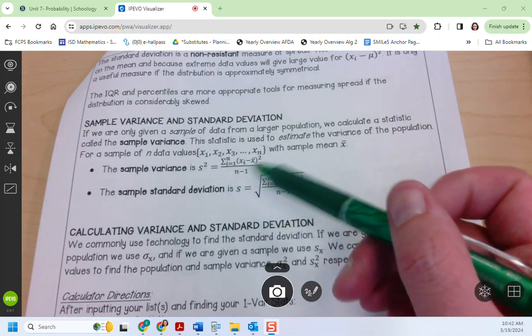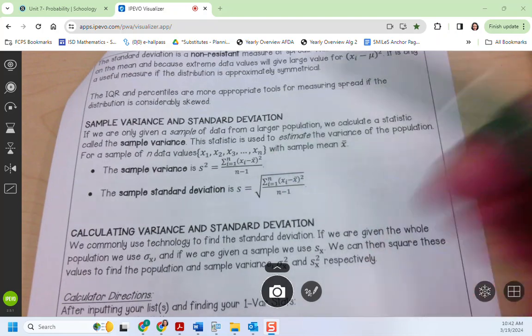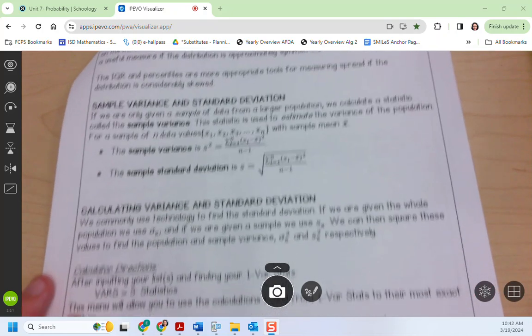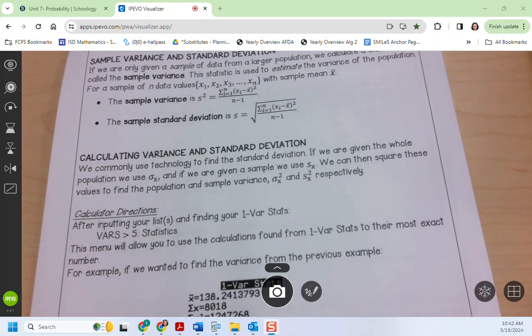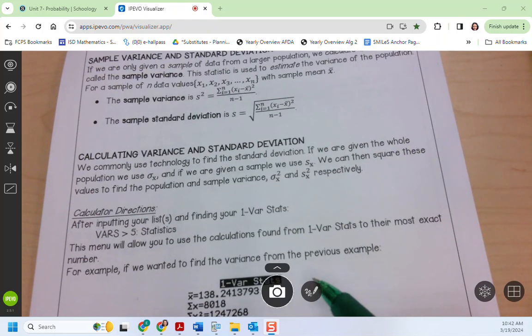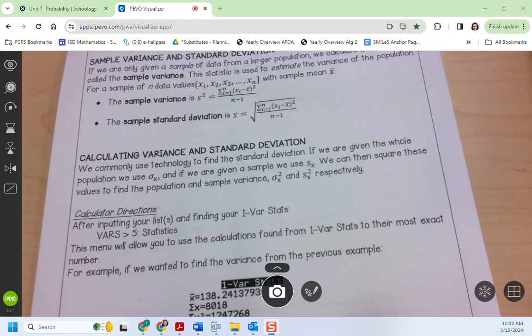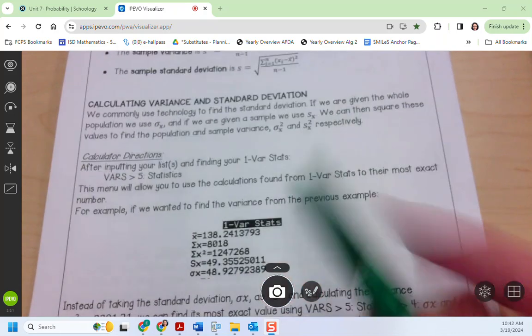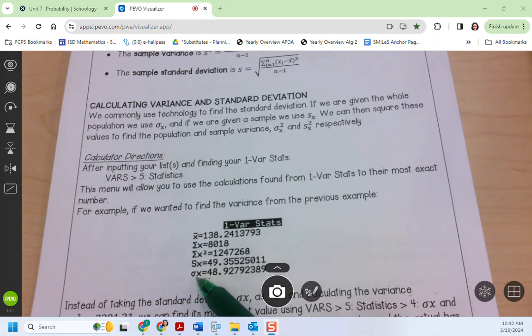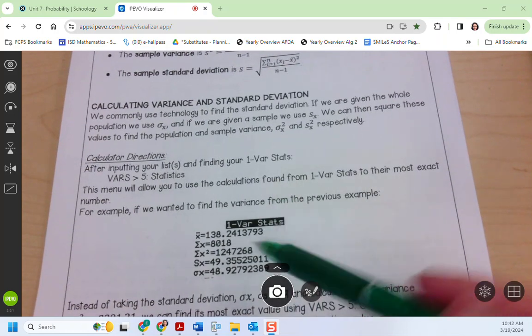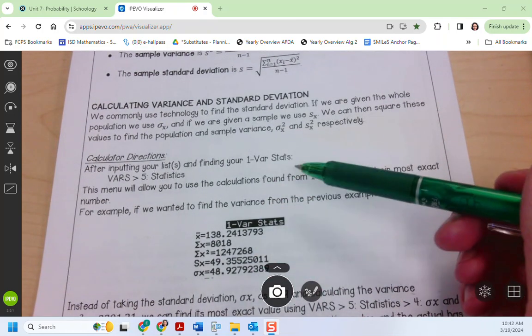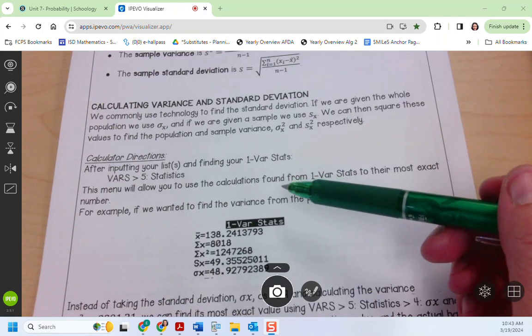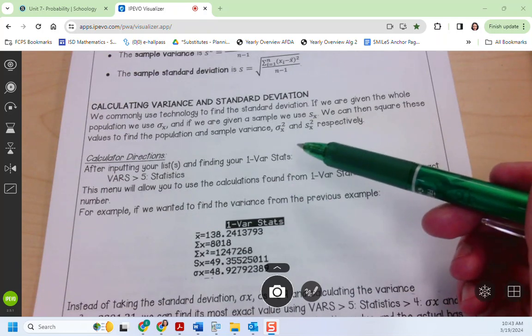So here are the calculator directions for finding the standard deviation, which we did last class. Every time we find our one variable statistics, it shows us the standard deviation down here. So we found this last class when we were working on those IB questions. So that's not new. You enter your data in your lists and you do your one variable statistics. But we're going to learn a new way to find the variance at the bottom of this page.